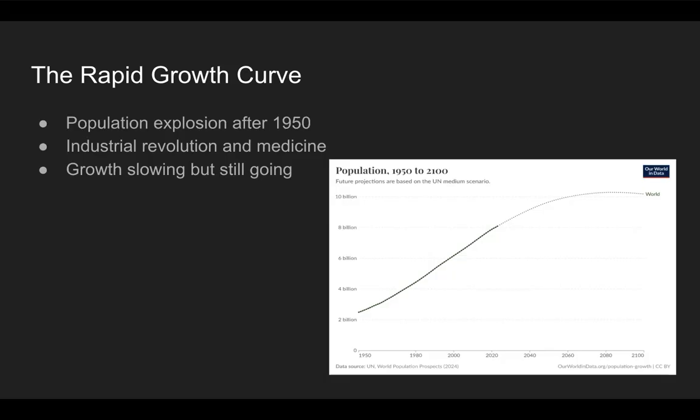But around the industrial revolution, everything changed. Medicine improved, food became easier to produce, and people started living together. That's when the curve on population graphs started shooting up. That's what scientists call the population explosion. Now growth isn't just about numbers, it actually affects our daily lives in ways most people don't even notice.